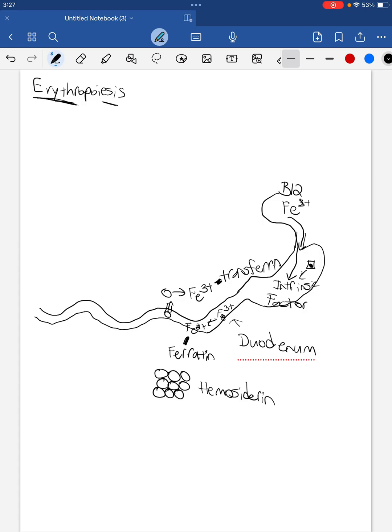Folic acid is something else we need from our diet. This can enter the blood through duodenal cells, similar to iron. So it's going to go to our duodenal cells, and then enter into the bloodstream. Three other things we need: carbohydrates and fats for the heme group of hemoglobin, and amino acids for the globin, the protein portion. So these three, carbs, fats, and amino acids, are what are needed to make hemoglobin.